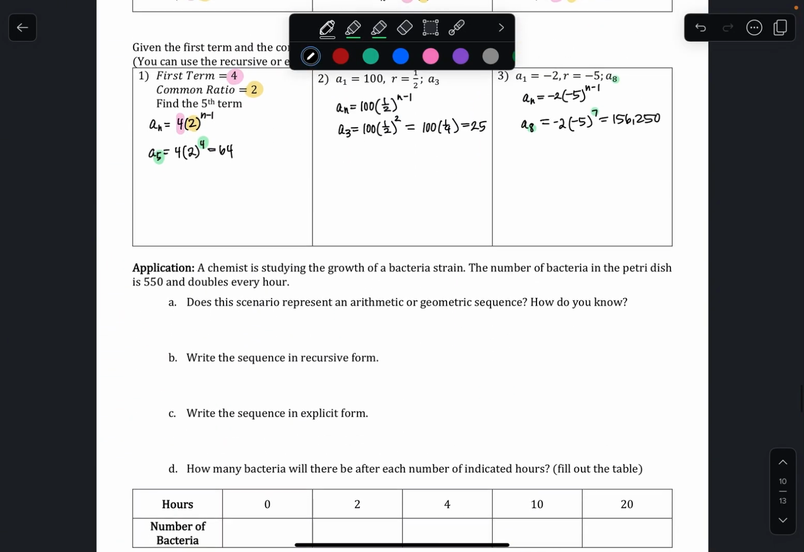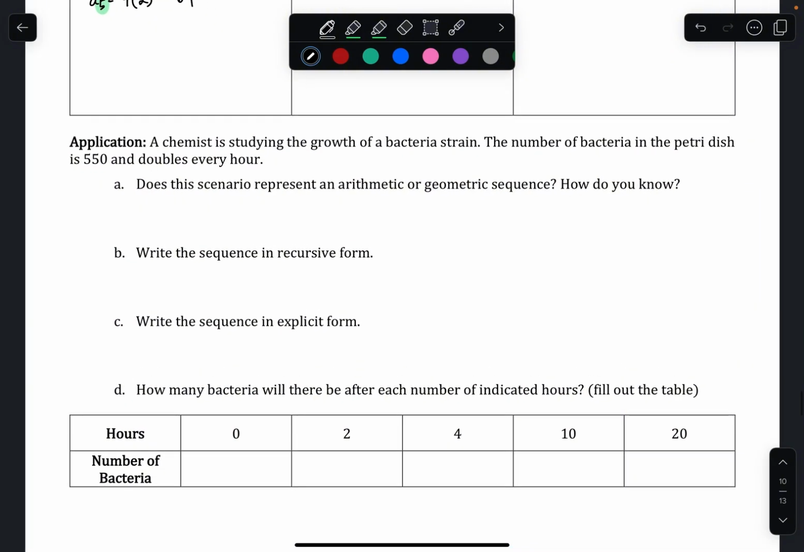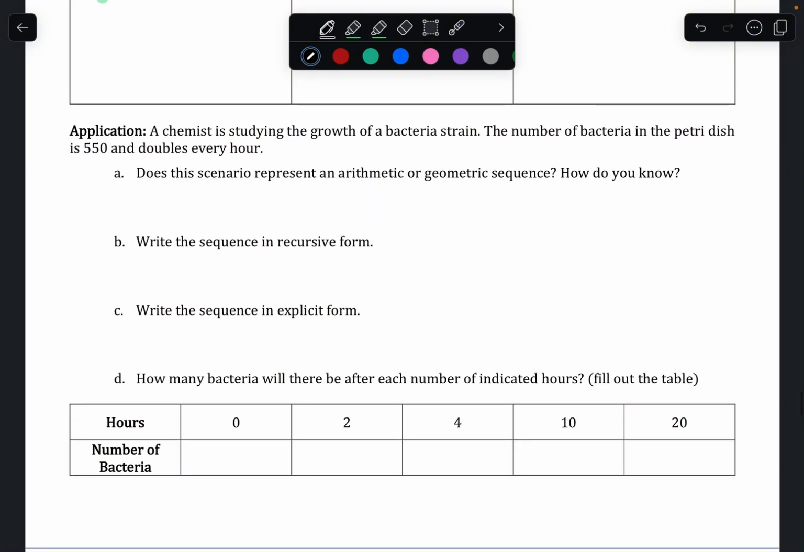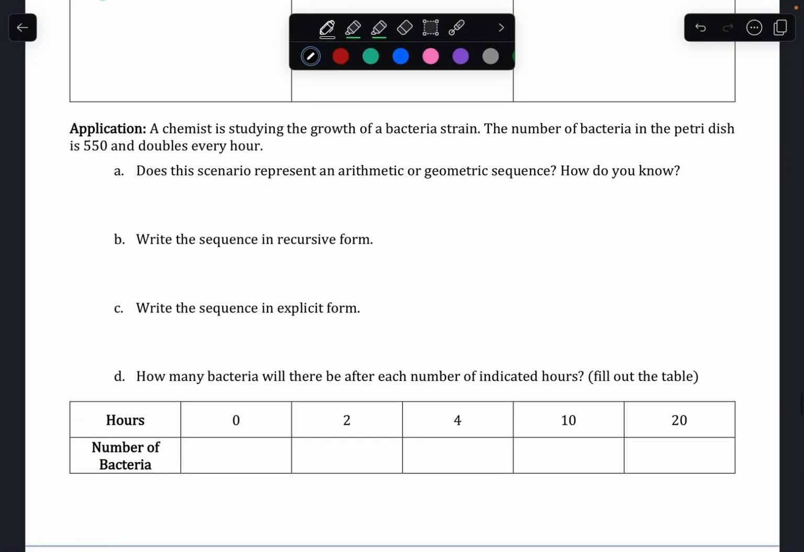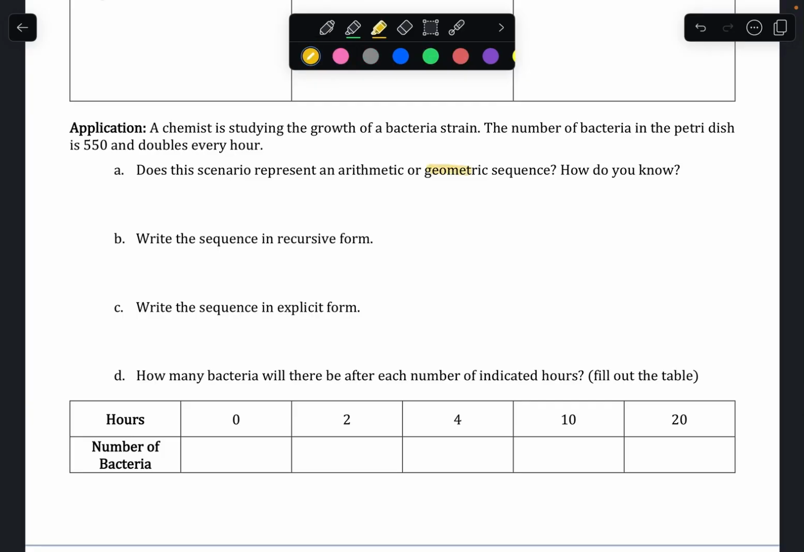Okay, and so now for this last example, we have a chemist studying the growth of a bacteria strain. The number of bacteria in a petri dish is 550 and it doubles every hour. Okay, does this scenario represent arithmetic or geometric? How do you know? And so this is geometric because if it is doubling, we are multiplying by 2. That's what doubling means, multiplying by 2. And so we would say geometric because we are multiplying.